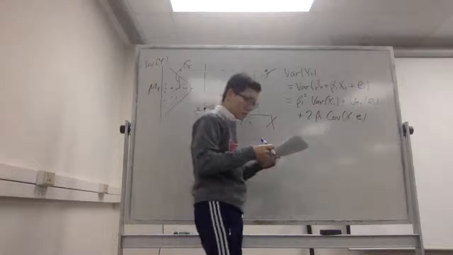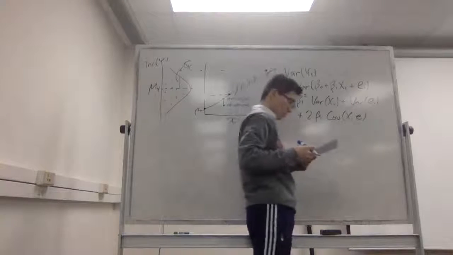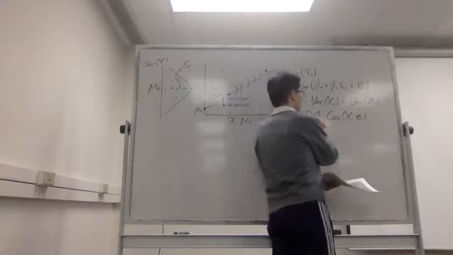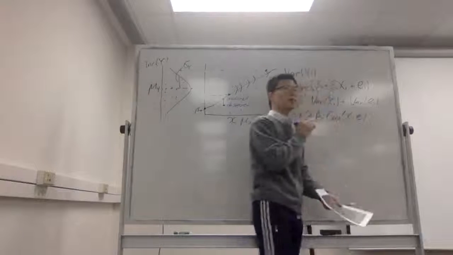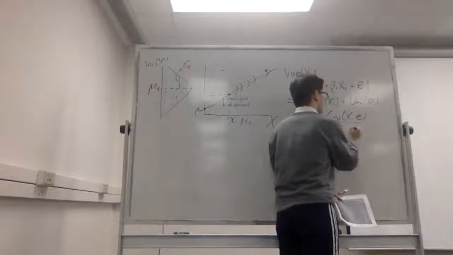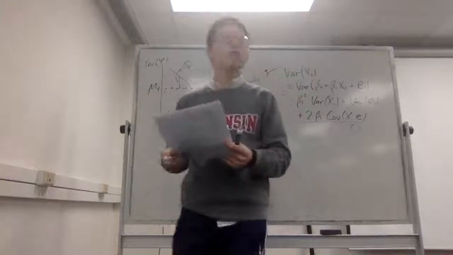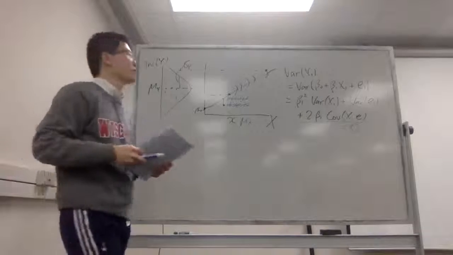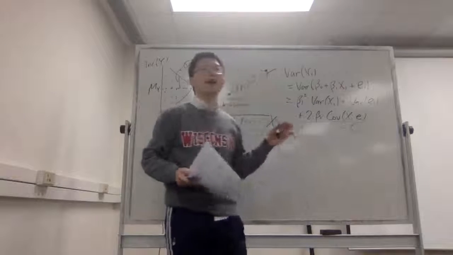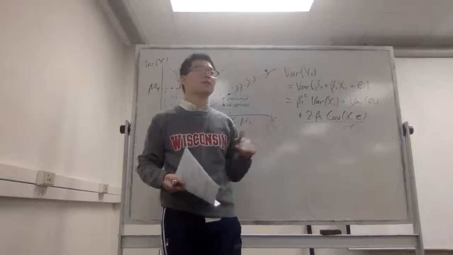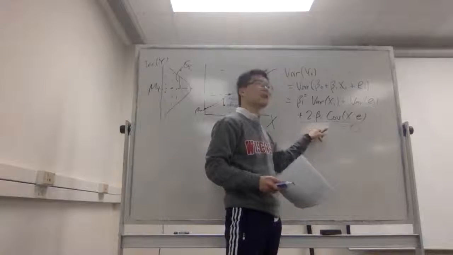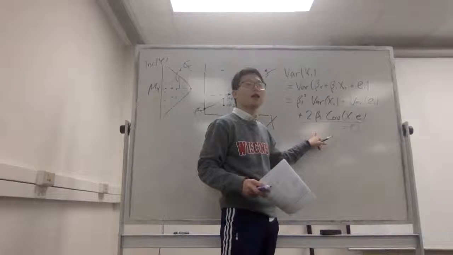So in this case, this part is actually assumed to be 0 in linear regression. The error terms are not correlated with the x variable. This is an assumption. All right.